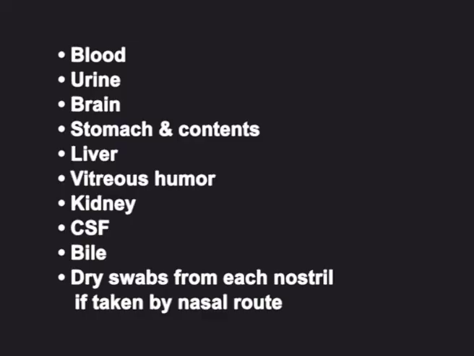From a forensic point of view, samples should be collected. The main samples to be collected are blood and urine. These are important also in case of live people. Others are brain, stomach and its content, liver, vitreous humor, kidney, cerebrospinal fluid, bile, and dry swabs from each nostril if taken by nasal route. This can also be used in live patients.